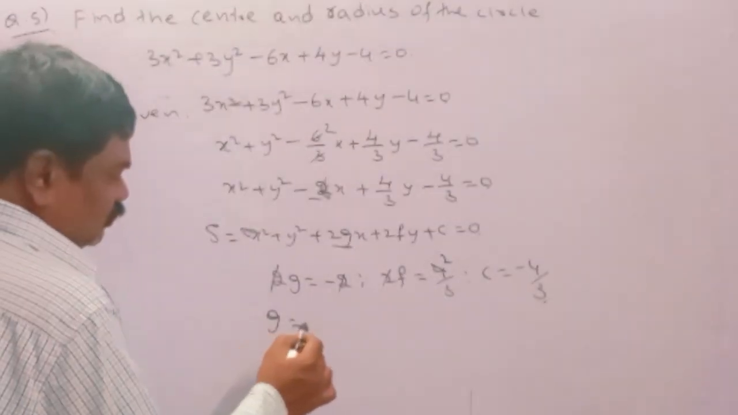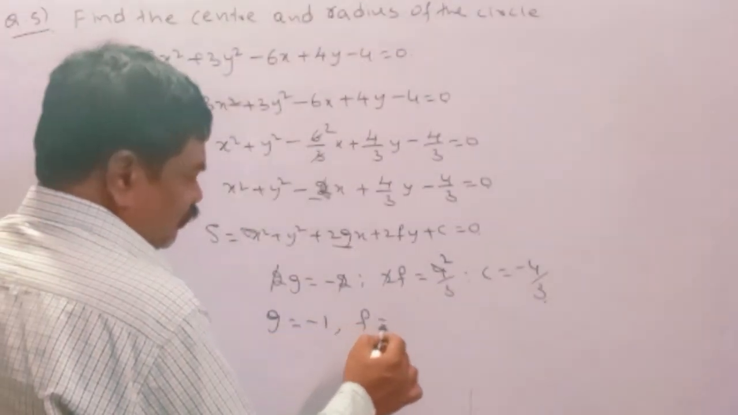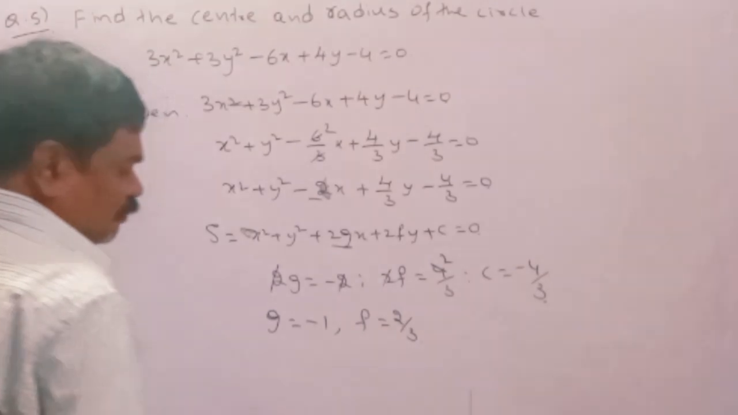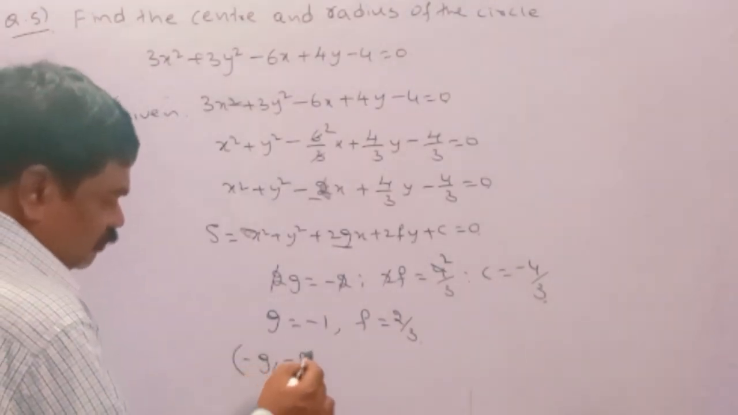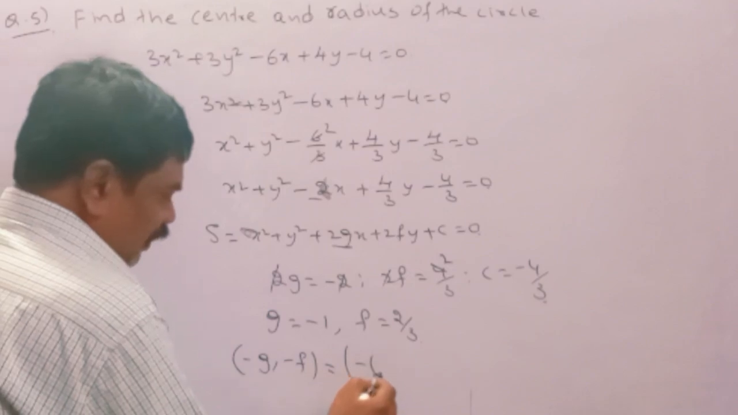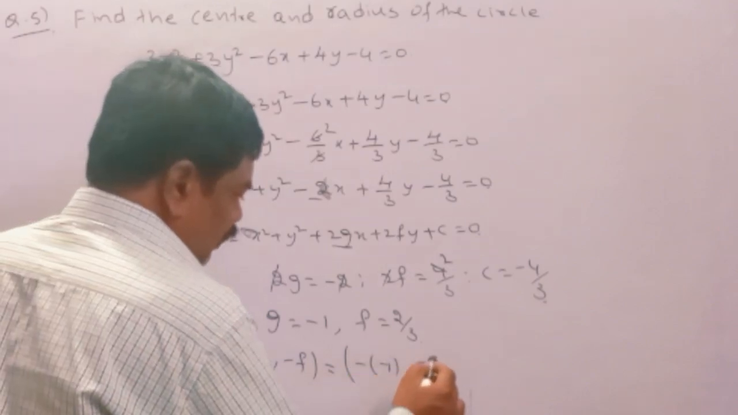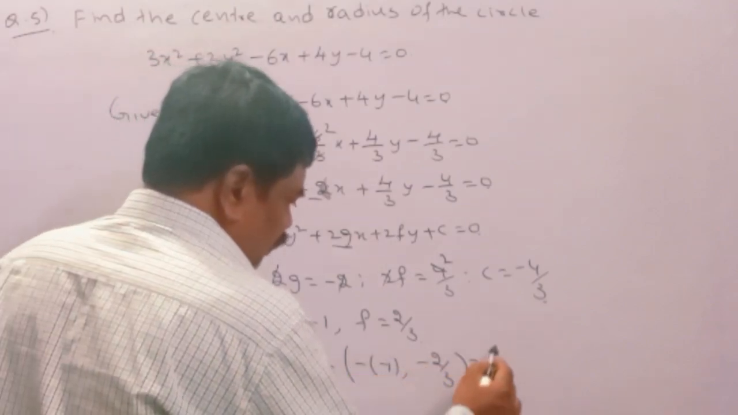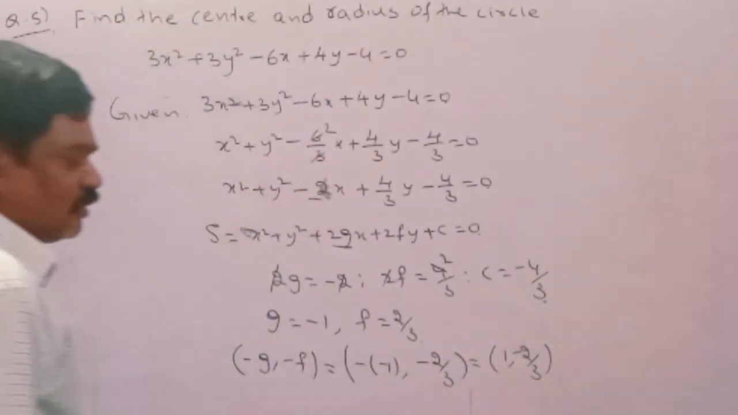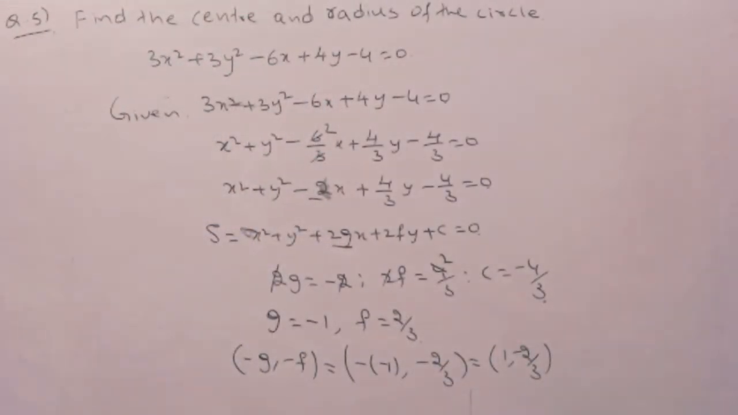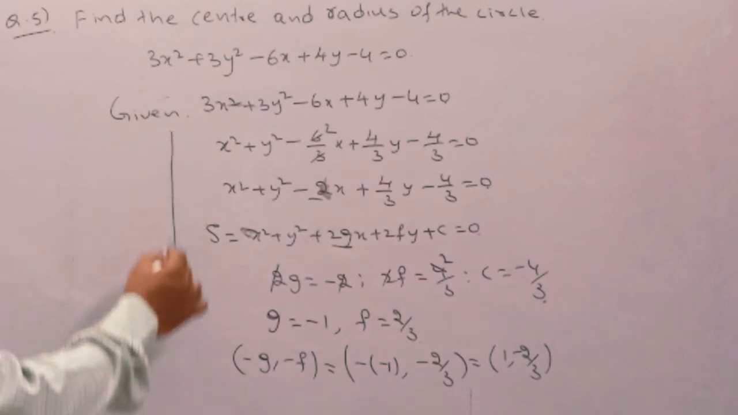g is equal to minus 1, f is equal to 2 by 3. Then what is the center of the circle? Minus g comma minus f. So minus of minus 1, minus 2 by 3, equal to 1 comma minus 2 by 3 is the center of the circle. And what is the radius of the circle?